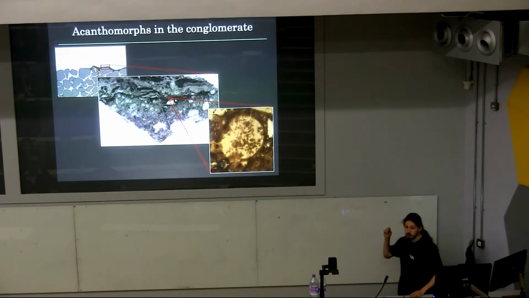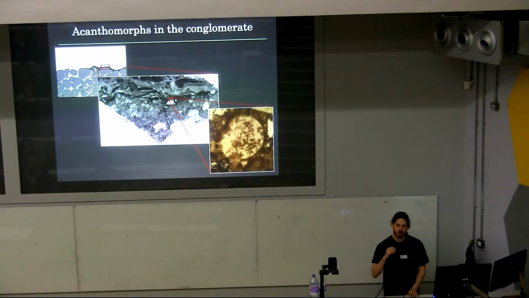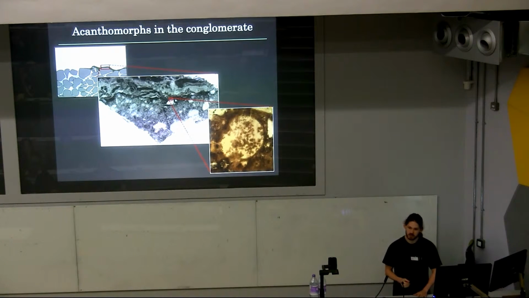So what we see, what this means, is that the acanthomorphic acatarchs are bound within living microbial mats that were growing on the conglomerate paleosurface, which means they were active, they were alive during the time of the submarine fan deposition. This is the first time acanthomorphic acatarchs in the Ediacaran have been found living in the environment of a submarine fan in a high energy depositional environment.